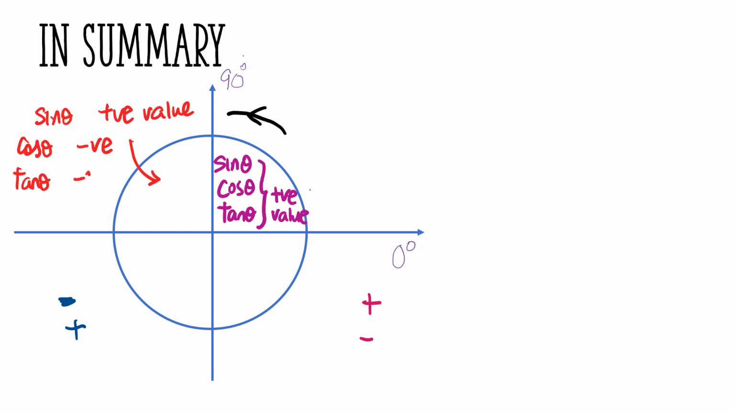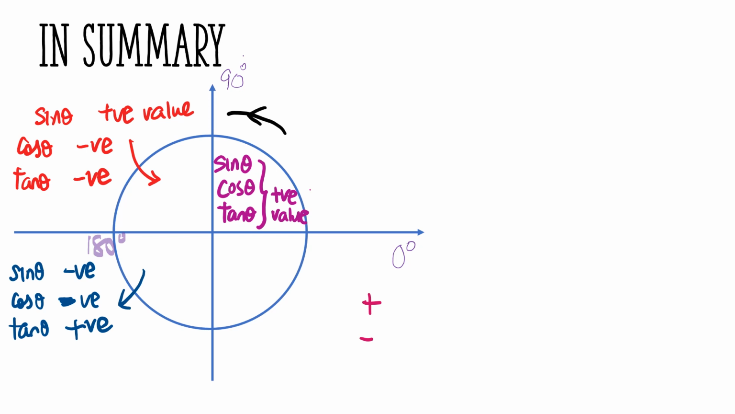And then in the second quadrant, which is between 90 degrees to 180 degrees, only the sine ratio will be a positive value. In other words, if I give an example, let's say 120 degrees, sine 120 will be positive, but cosine 120 will be negative, tangent 120 will be negative.